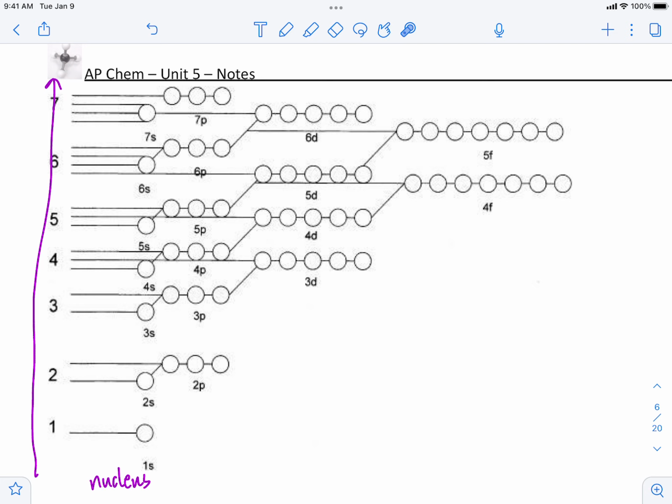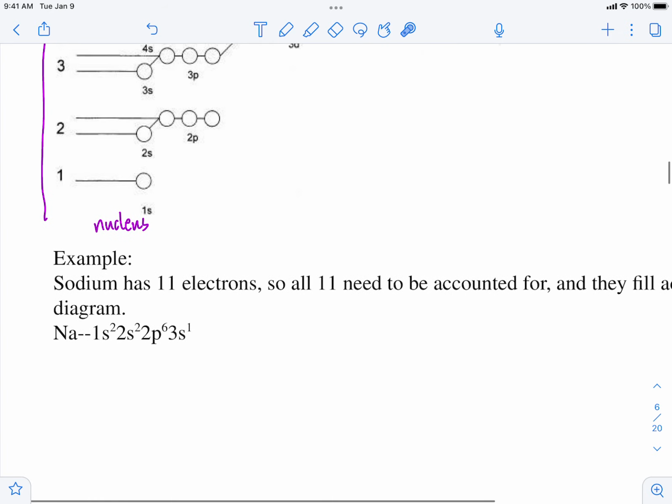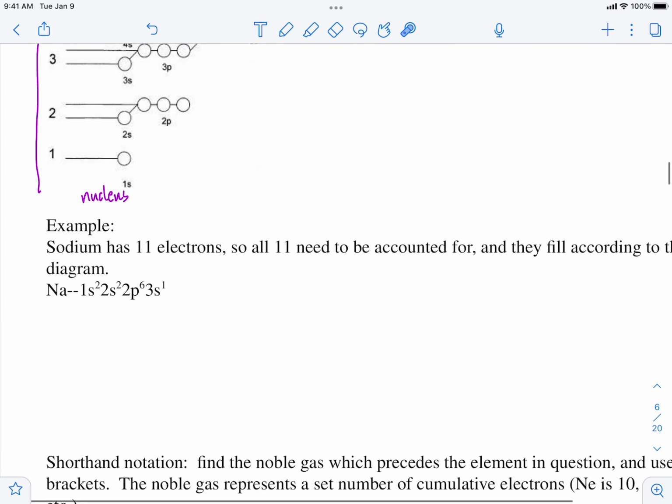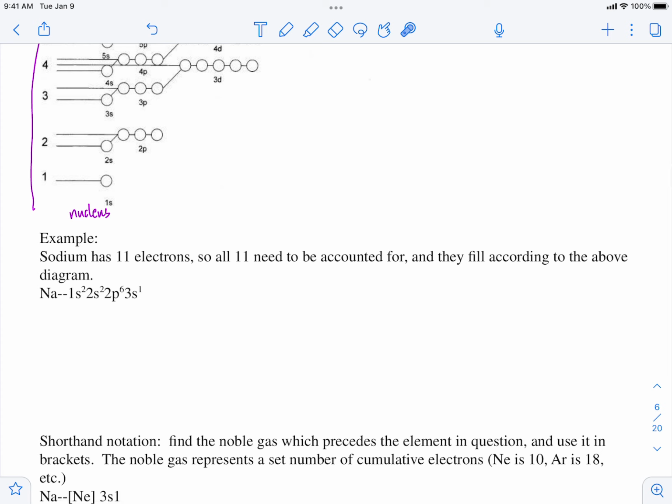All right, that is the theory. What is the practical aspect of this? When we're writing electron configurations, we need to start with just two things. We need to start with the number of electrons that there are, and we need to be able to follow the fill order.